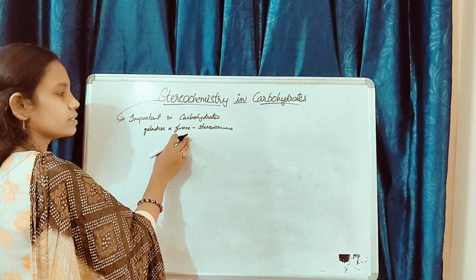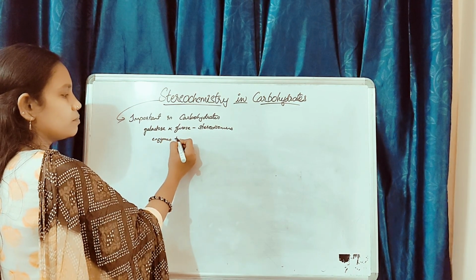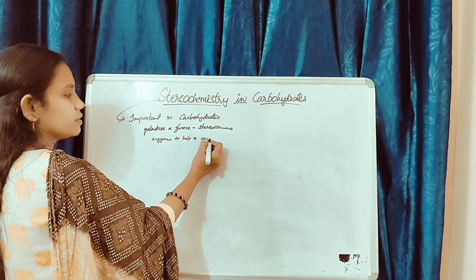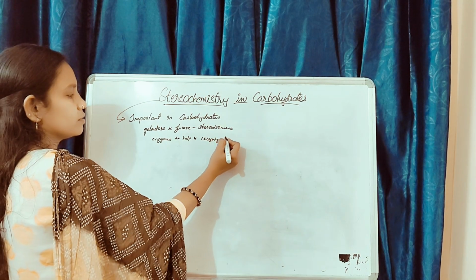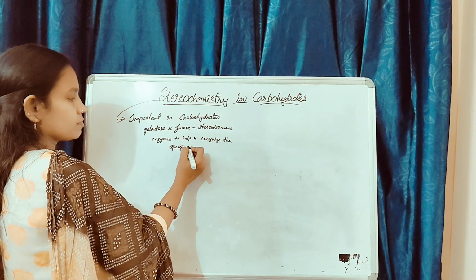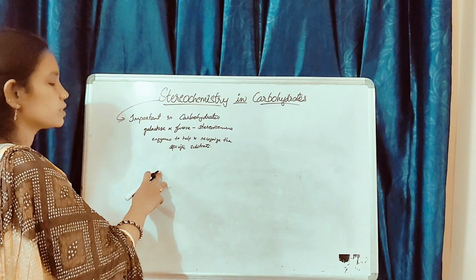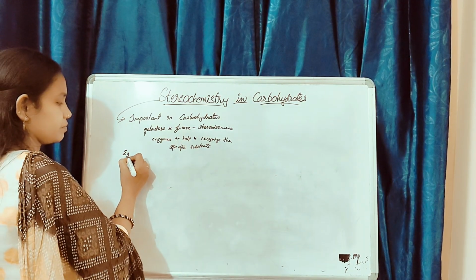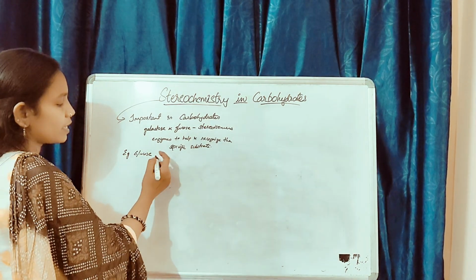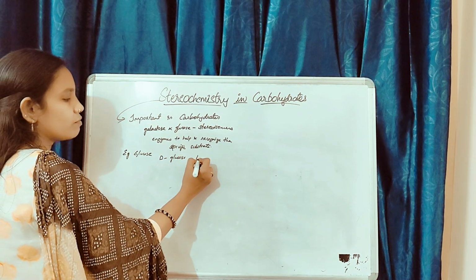Now this difference makes enzymes help and recognize the specific substrate. Now if you see, for example, glucose, our body can easily digest D-glucose but not L form.